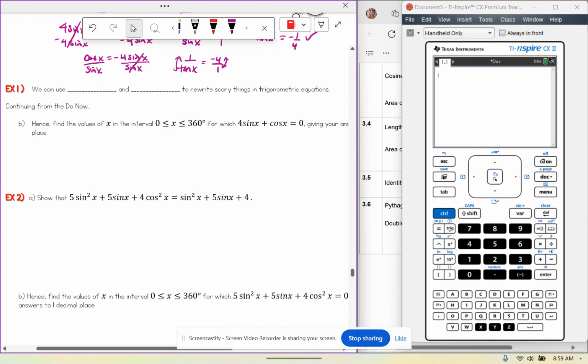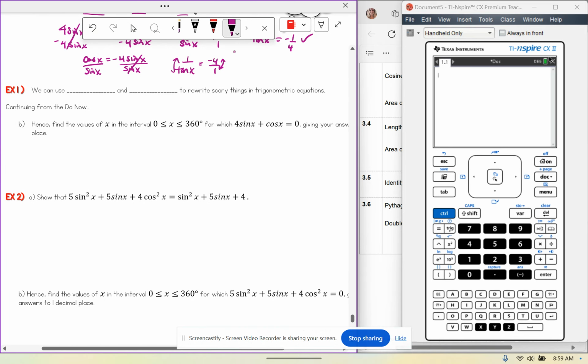So for example 1, it says we can use Pythagorean quotient or reciprocal identities and double angle formulas to rewrite scary things in trig equations. And this helps us put them into a less scary version that we can solve.